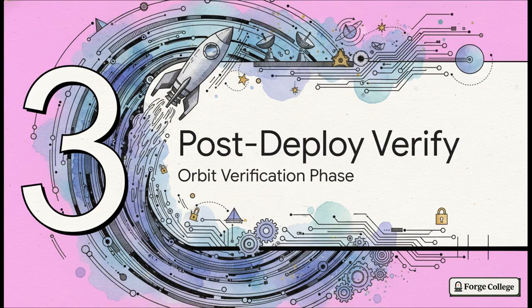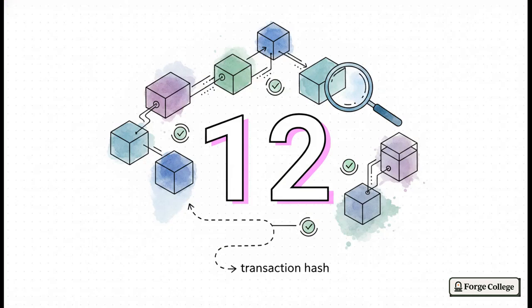Which brings us to Section 3, post-deployment verification. Let's check our orbit telemetry. So, the rocket has left the atmosphere, and now it's time to check the telemetry. And honestly, the absolute most crucial metric here is the number 12. Listen closely. Before we run any post-deploy tests at all, we absolutely must take our transaction hash, pop it into a block explorer like Etherscan, and wait for at least 12 block confirmations. I cannot stress this enough. This is a non-negotiable metric. It's the only way to guarantee our transaction is fully finalized and the network state is actually secure before we move forward.